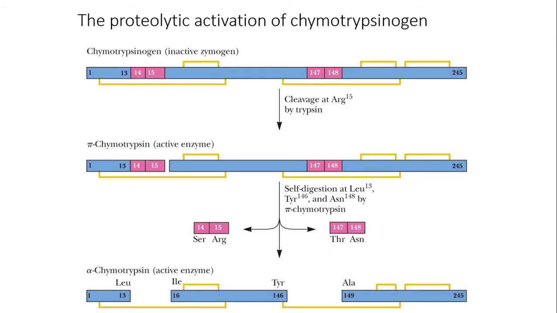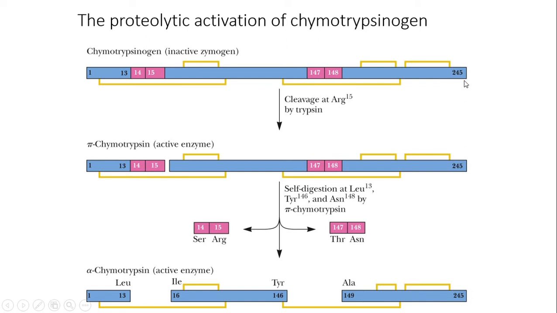Here's another example of a proteolytic activation. We are looking at an inactive zymogen. Chymotrypsinogen is the precursor to chymotrypsin. We've also used that in digestions when we analyzed protein sequences. So here's our inactive zymogen.